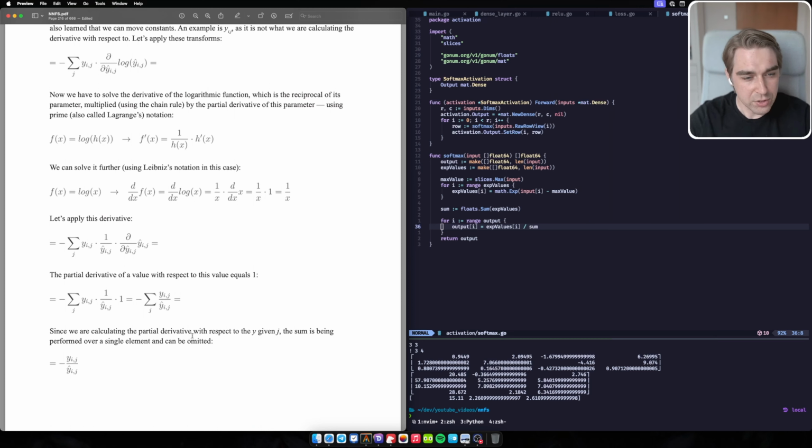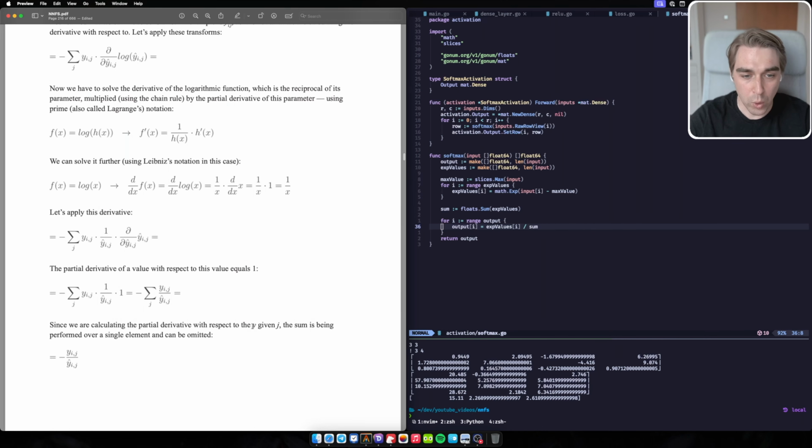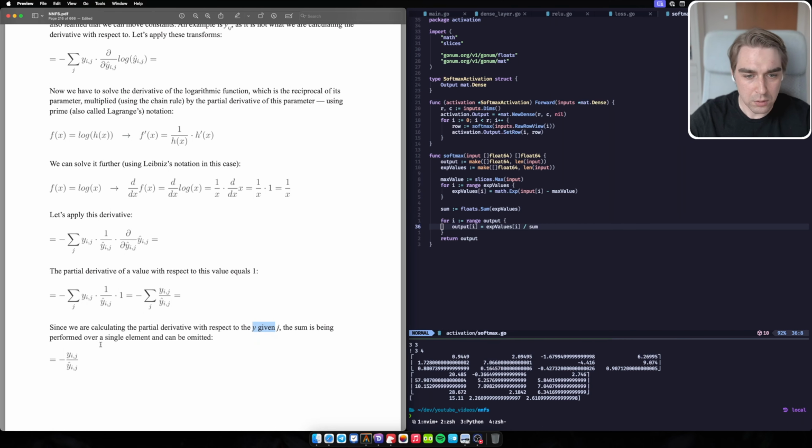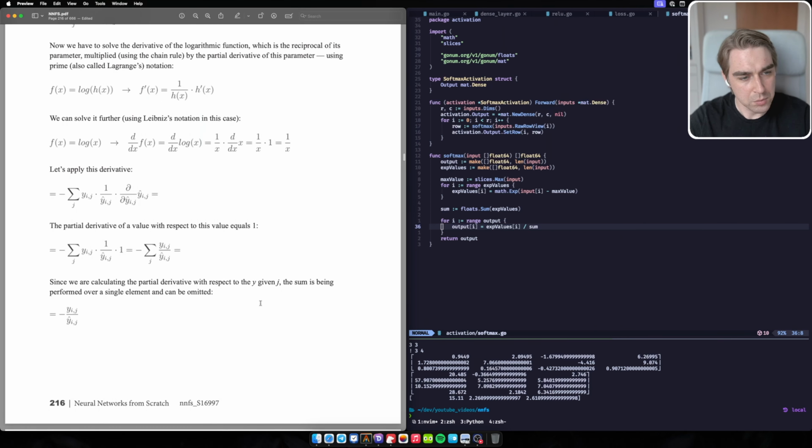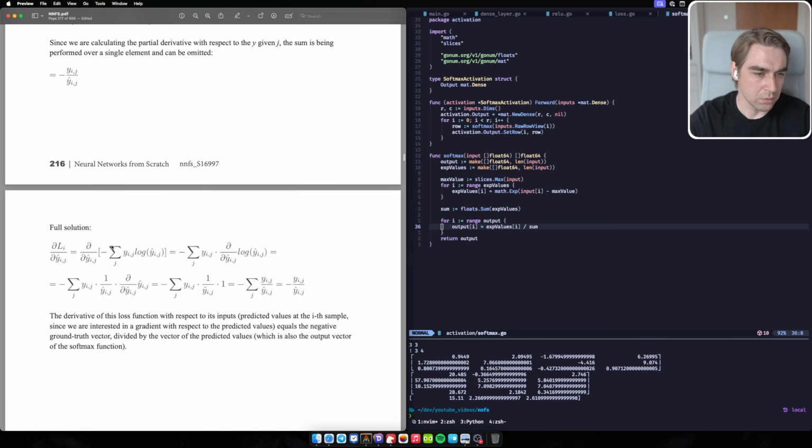Since we are calculating the partial derivative with respect to the given j, the sum is being performed over a single element and can be omitted. The derivative of this loss function with respect to its inputs, the predicted values on the ith sample, since we're interested in the gradient, is simple because the rest of the target values will be zeros except for the one particular class.